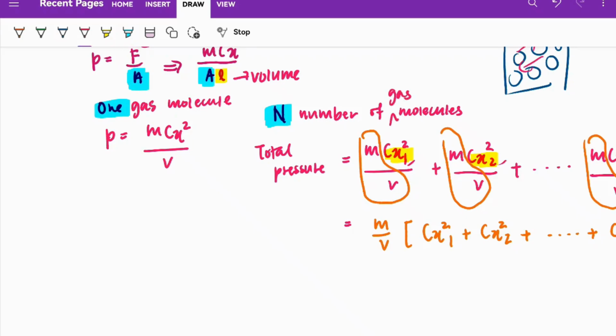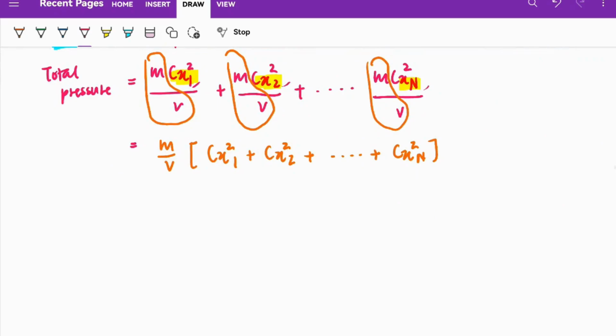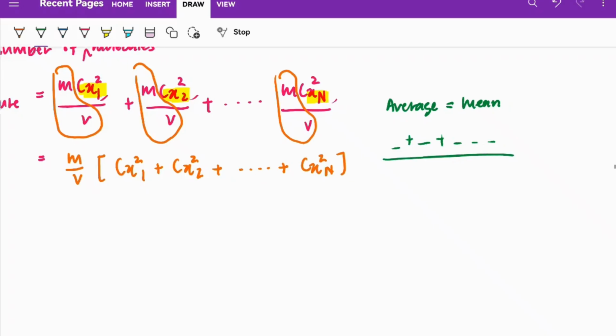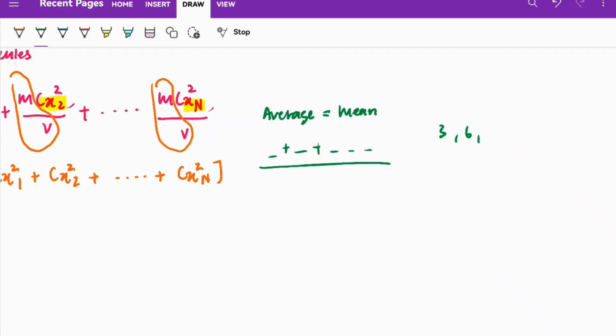Okay, alright, now this is where we introduce the concept of mean square speed. So what is mean square speed? Let's first start by understanding what an average is. Average is basically the mean. So what is mean? You take the summation of the total values, then you divide by the number of values. For example, I have 3, 6, 7. What is the mean? You take 3 plus 6 plus 7, divide by 3 because there are 3 numbers.